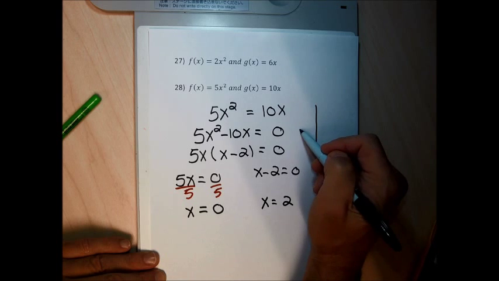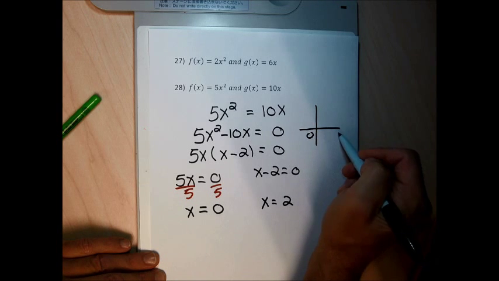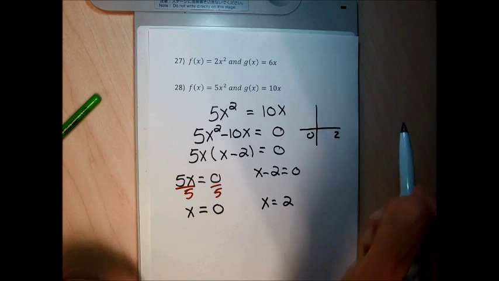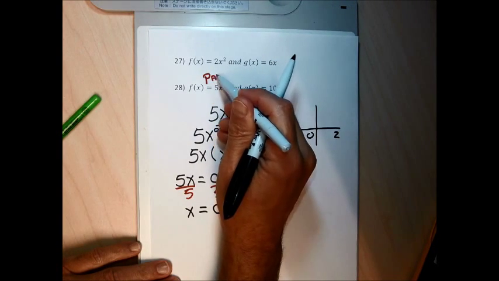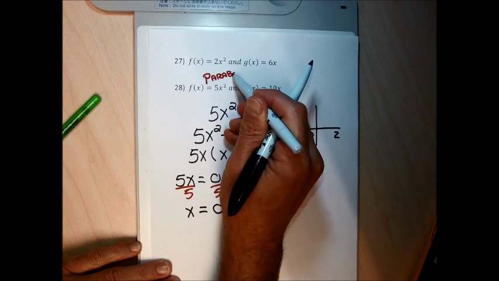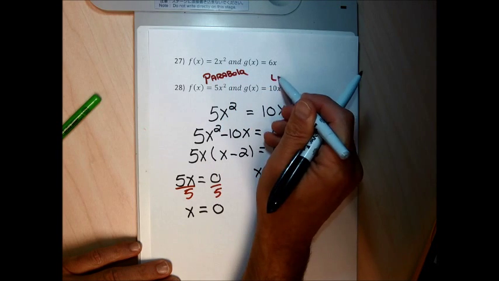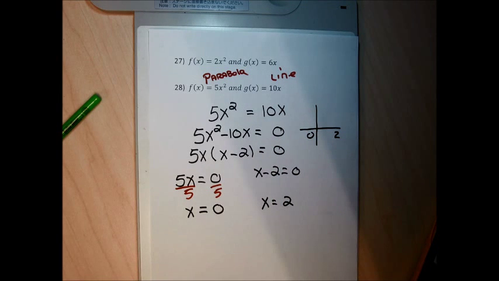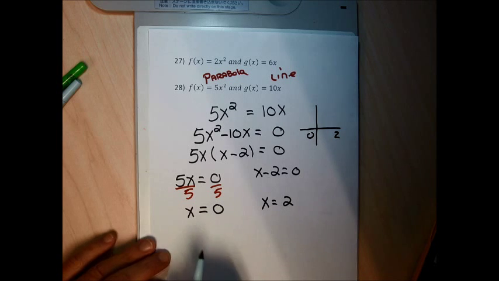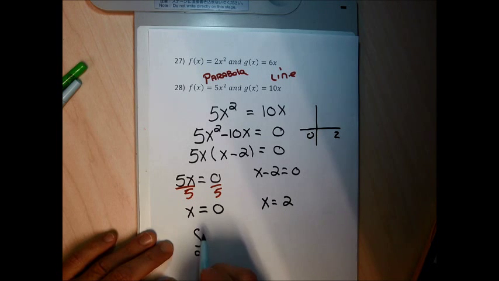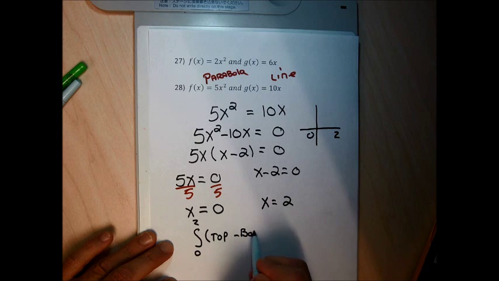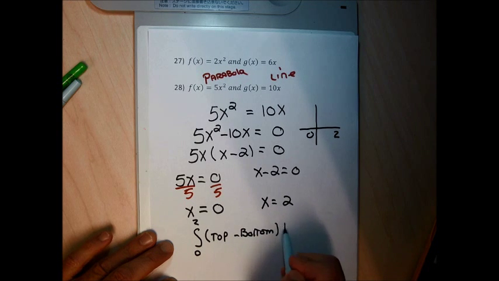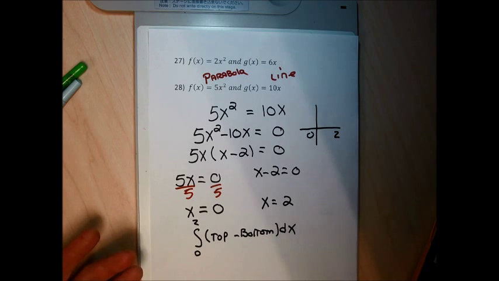So now I'm going to graph the 5x squared function and the 10x function, and I'm going to make my window 0 to 2. The 5x squared function's graph is going to be a parabola because of the x squared, and the 10x function is going to be a line. So I should be able to differentiate the functions real easy. And ultimately, I want to integrate from 0 to 2, the top minus the bottom function, dx. Now I'm going to figure out what the top and the bottom function are.